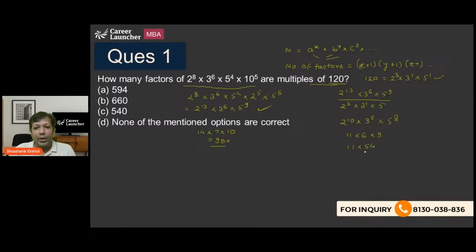Now, if you want to multiply these two numbers very quickly, I'm going to write 11 as 10 plus 1, into 54. 10 into 54 is 540, plus 54, and that comes out to be 594. So the answer to this question is going to be option A. This is how we can calculate the number of factors that are multiples of any other number. This is the total concept of these kinds of questions. I hope this concept is understood by everyone.